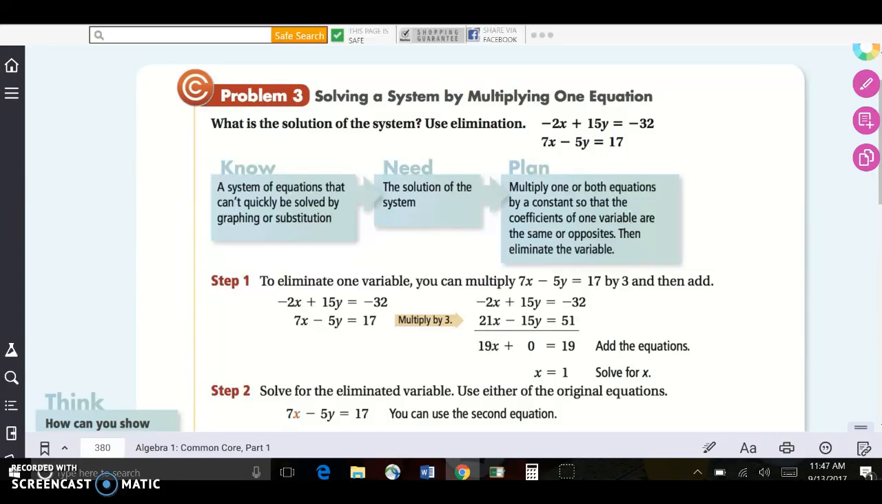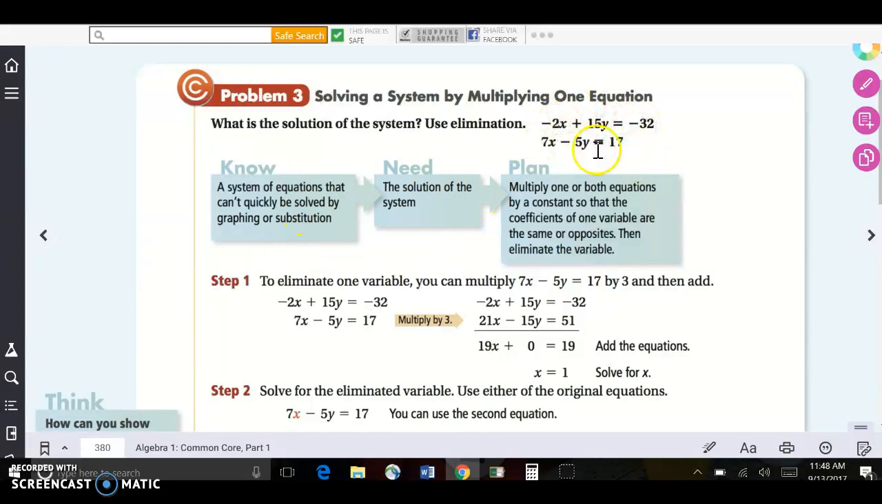Okay, we're looking at problem 3, solving a system by multiplying one equation. It says, what is the solution of the system using elimination? So I have negative 2x plus 15y equals negative 32 and 7x minus 5y equals 17. A system of equations that can't be solved quickly by graphing or substitution.